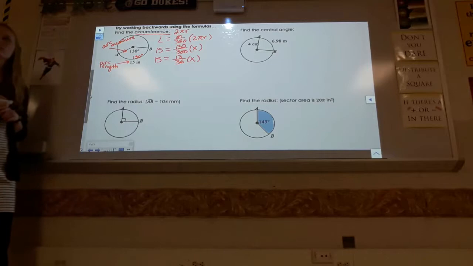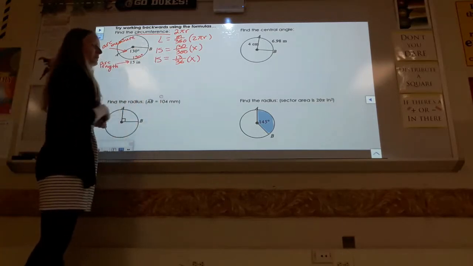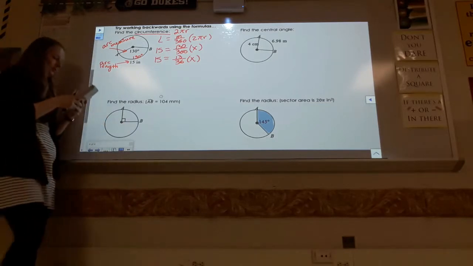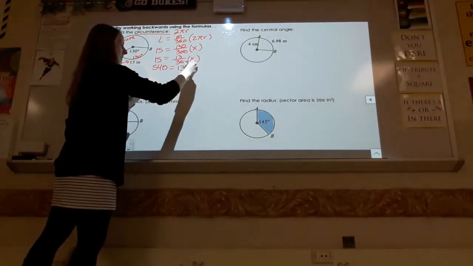So now I have this. And then you just multiply 36 by 15. Okay, multiply the 36 over to get rid of the fraction. So it's 15 times 36. 540. Okay, so now I have this.